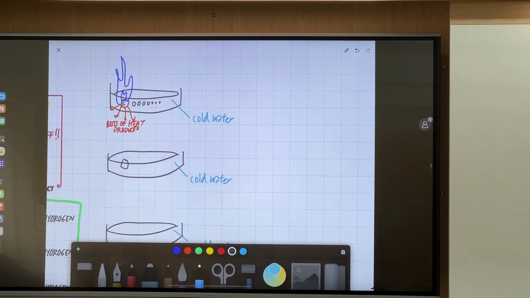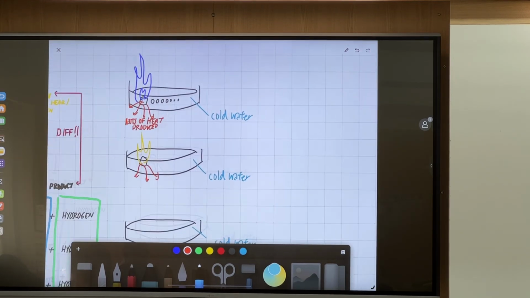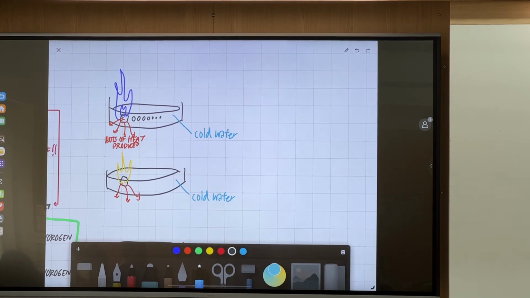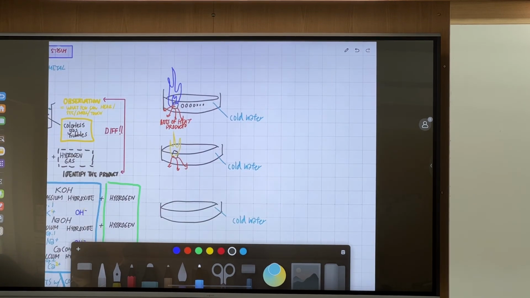Yellow, not red. Okay, so it's yellow. So you will see a yellow flame in here. Less heat will be produced. So if you put a thermometer into the beaker here, you will record a smaller temperature rise. So less heat will be produced.